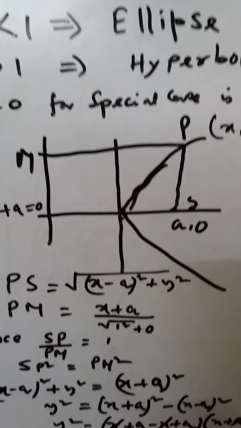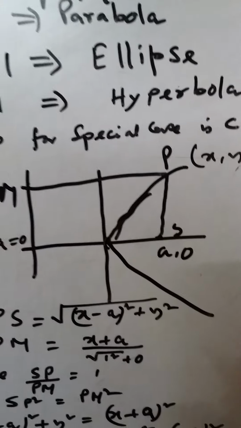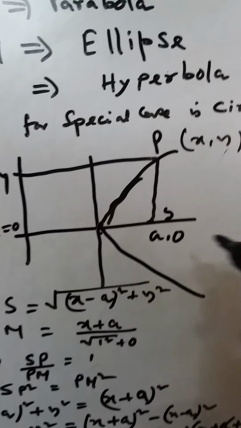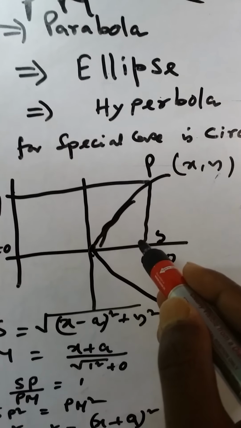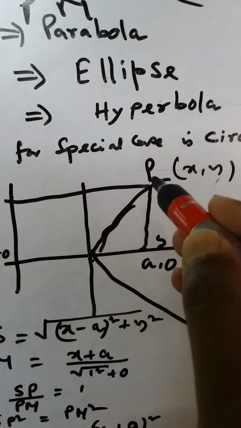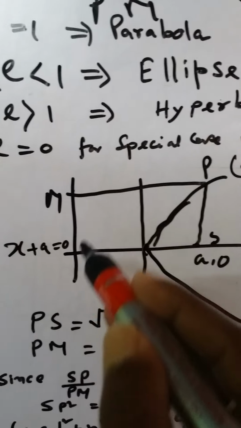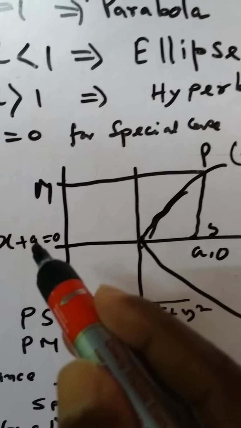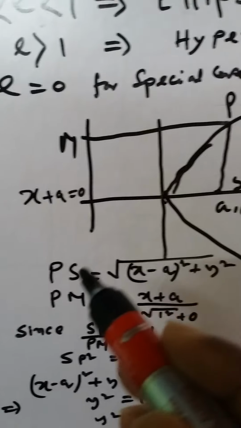Now, I want to introduce the standard equation of a parabola. Here SP equal to PM, we know. Let A0, that is x-axis, A0 be a fixed point. S is the focus, and P movable point, the coordinate of P xy, and that is directrix. If that is A and that is equal to minus A, so x plus A equal to 0, the directrix.